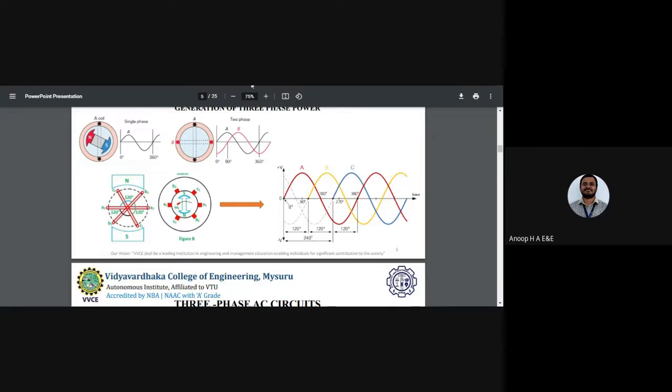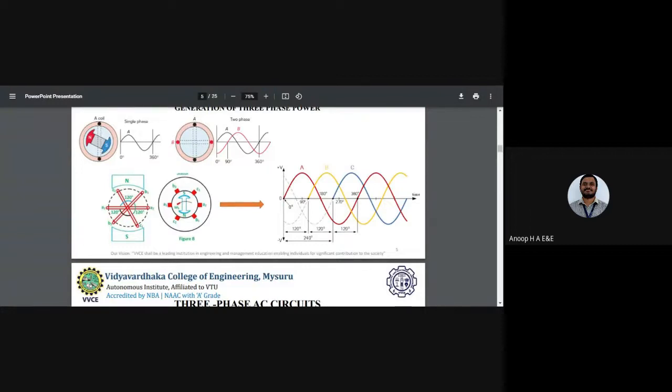What is the typical voltage of a three-phase supply? Anyone? What is the typical voltage of a three-phase supply? 415 volts. Exactly right. It is somewhere around 400 to 440 volts. 415 volts is what we keep in the labs and operate at. So 440 volts or 430 volts, somewhere there, greater than 400 volts is what we have designated for the three-phase AC supply.